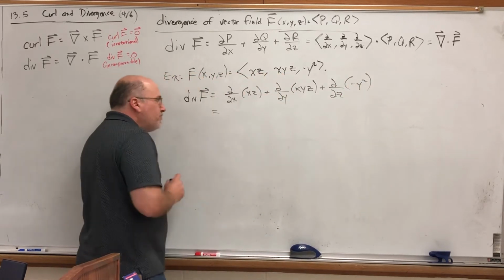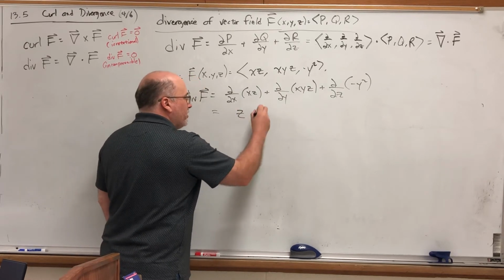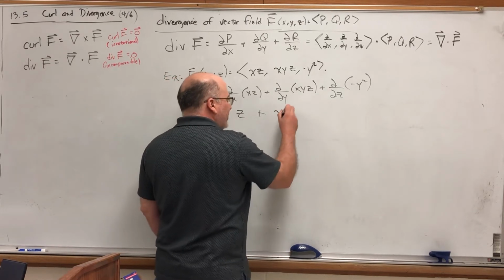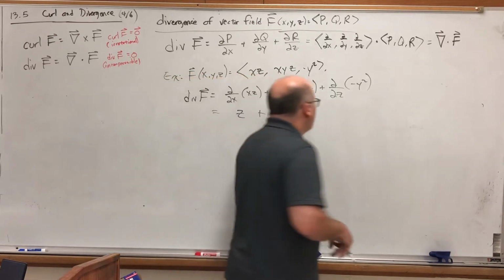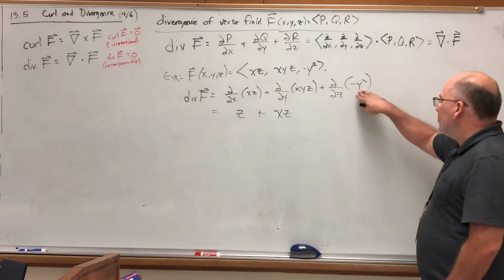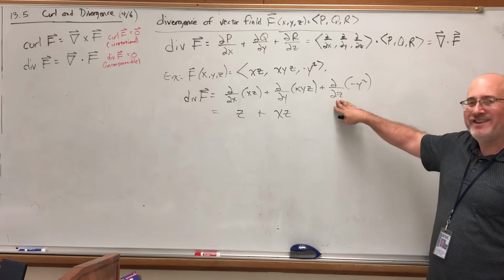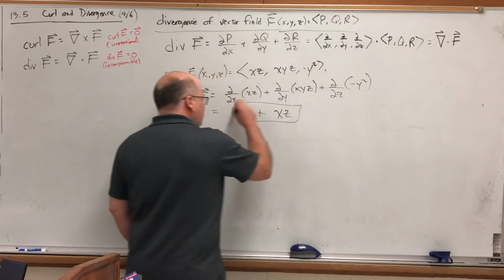Well, this is pretty easy. The partial derivative of xz with respect to x is just z. The partial derivative of xyz with respect to y is xz. Remember, in a partial derivative, all the other variables are like constants. Speaking of which, the partial derivative of negative y squared with respect to z is 0, because with respect to z, negative y squared is a constant. So that was pretty quick.